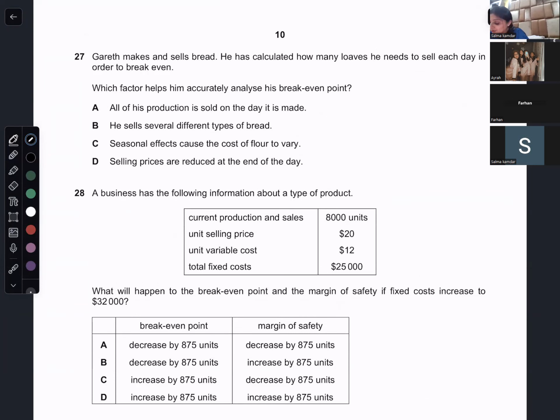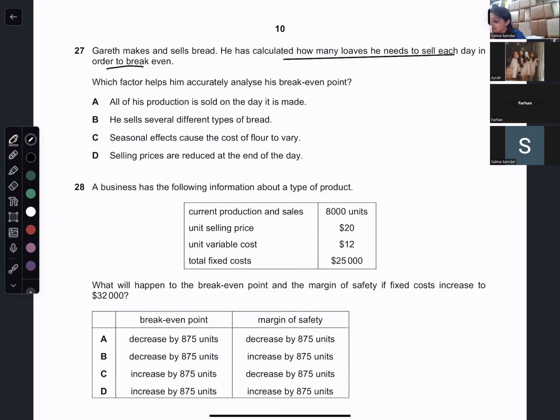Gareth, read the question, Ira. Gareth makes and sells bread. He has calculated how many loaves he needs to sell each day in order to break even. Which factor helps him accurately analyze his break-even point? Okay, what are the things that help you analyze your break-even point?